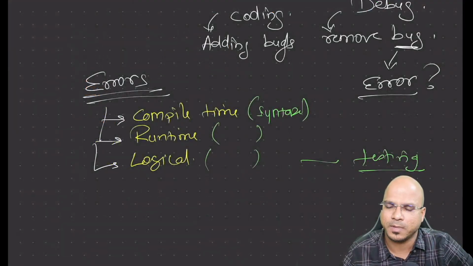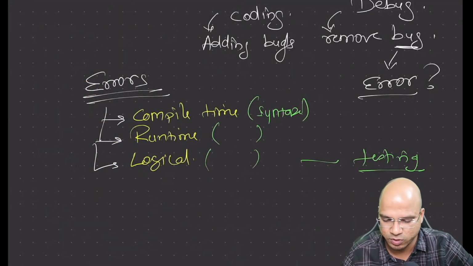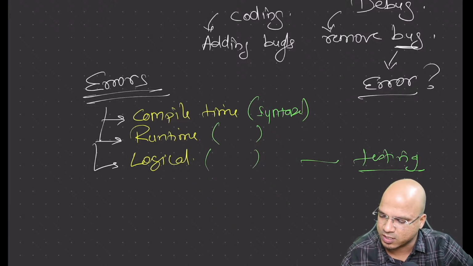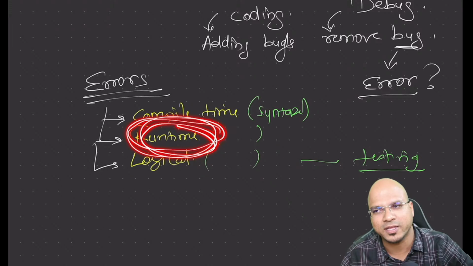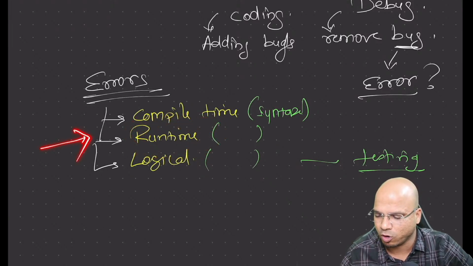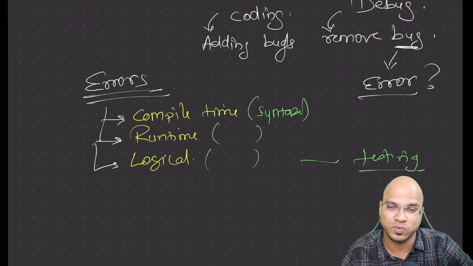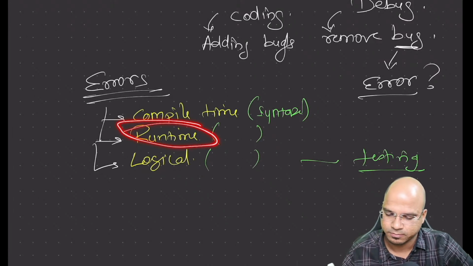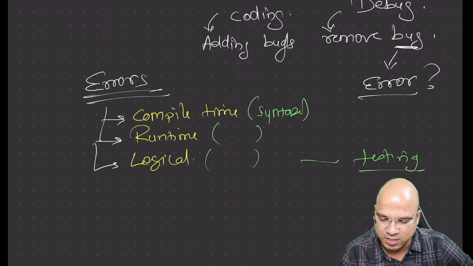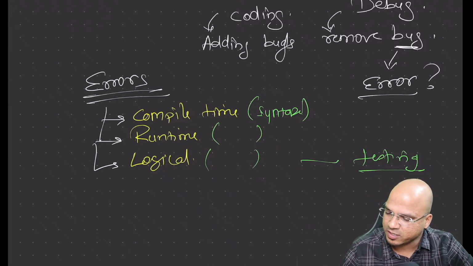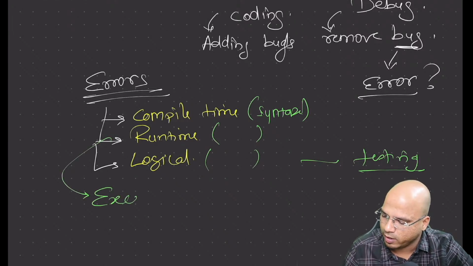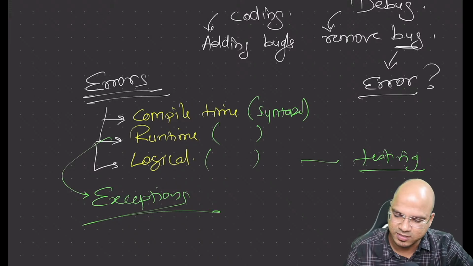So I can say finding logical errors is also easy because you're doing testing. The issue is the runtime exception, because you don't get that at compile time. Sometimes you also miss it in the testing as well. And that's where it is our job as a programmer to handle the runtime errors. These runtime errors are actually called exceptions in Java. So we have to handle the exception.